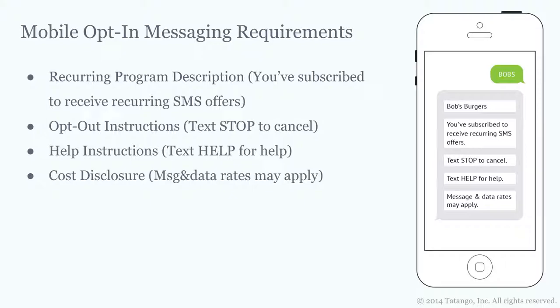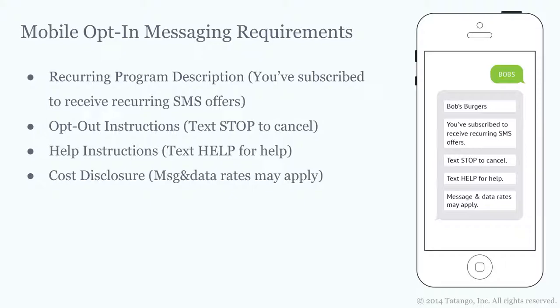5 times a month. They've removed that since it was applied on November 1st, 2014. You no longer have to do that. You just have to come up with a way that the customer understands that the campaign is recurring. So what we've done here is: you subscribe to receive recurring SMS offers. We've added the word recurring.